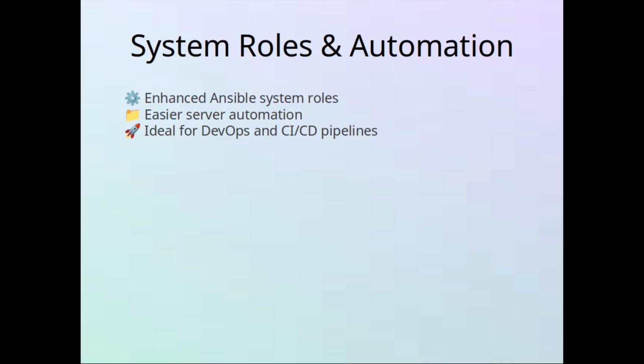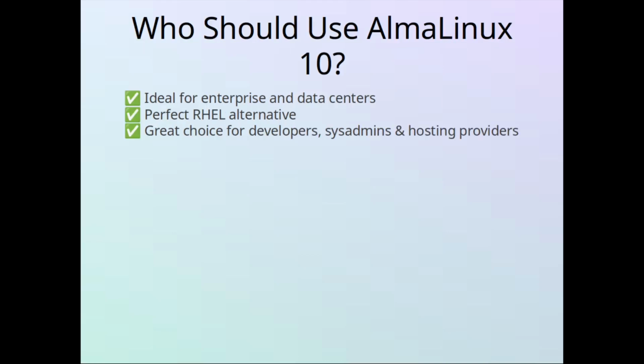And next, system roles and automation get easier with more refined Ansible system roles, perfect for system administrators and DevOps teams who rely on repeatable infrastructure deployment. And next, AlmaLinux 10 is a strong choice for enterprises, developers and system admins looking for a secure, stable and free alternative to RHEL.